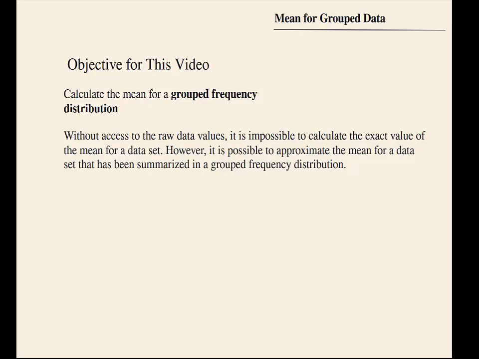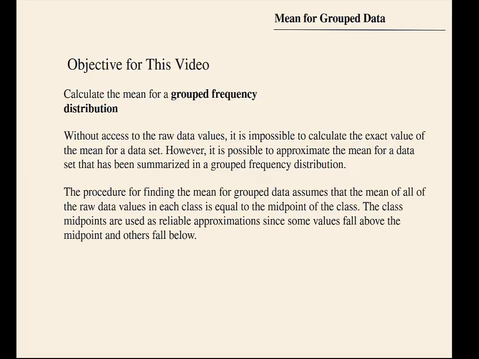The procedure for finding the mean for grouped data assumes that the mean of all of the raw data values in each class is equal to the midpoint of the class. The class midpoints are used as reliable approximations since some values fall above the midpoint and others fall below.